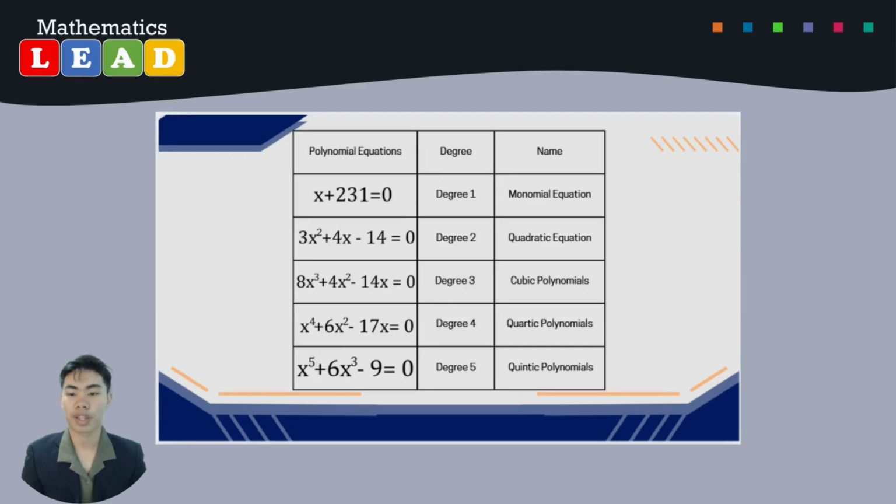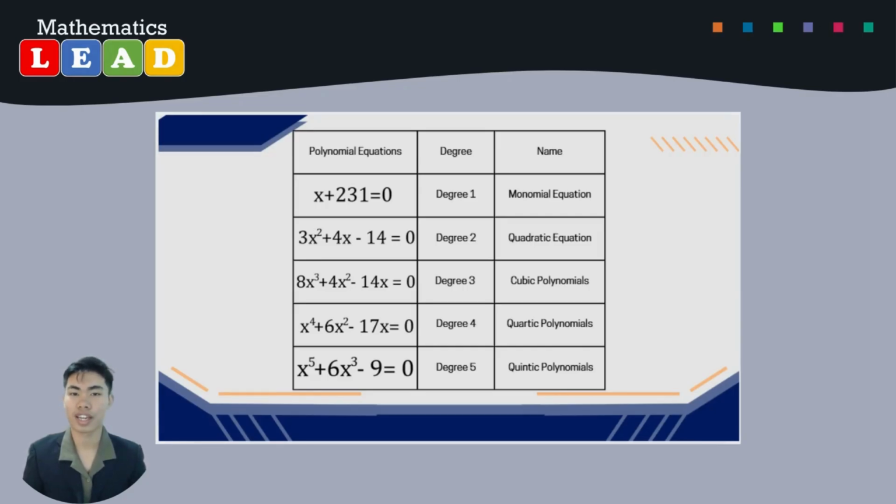X raised to pi plus 6x cubed minus 9 equals 0. What is the degree of the expression? Very good. It is 5. Therefore, it is called a quintic polynomial. These examples are the most commonly used. Other terms exceeding 5 are present and can be identified as well, such as sextic or hexic polynomial for 6th degree polynomial, septic for 7th degree polynomial, and so on.